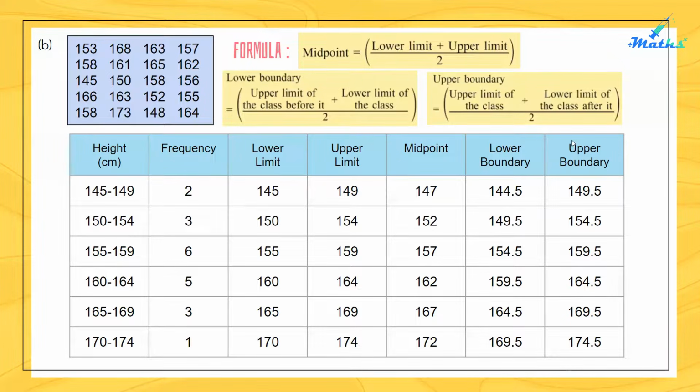For the upper boundary, we use the formula: upper limit of the class plus lower limit of the class after it, divided by 2. So we use 149 plus, and the number after 149 is 150. So 149 plus 150 divided by 2, and we get 149.5. Next, we take 154 plus 155, divide by 2, and we get 154.5.